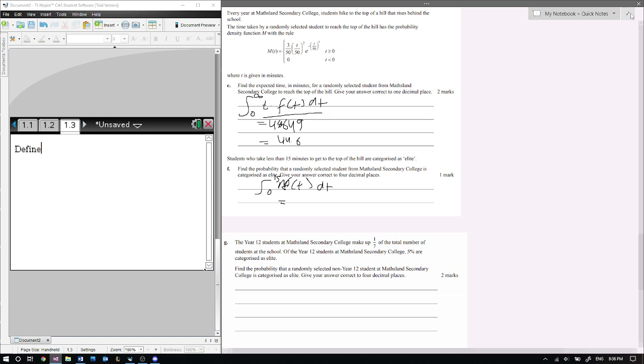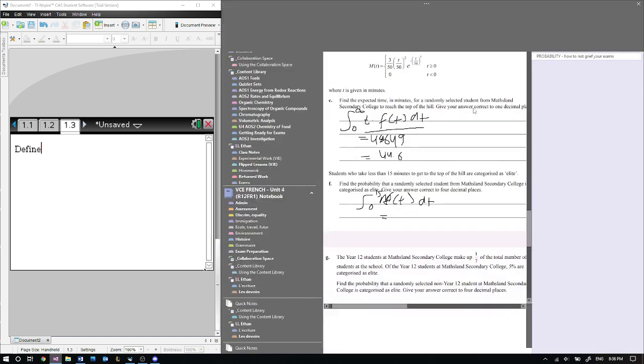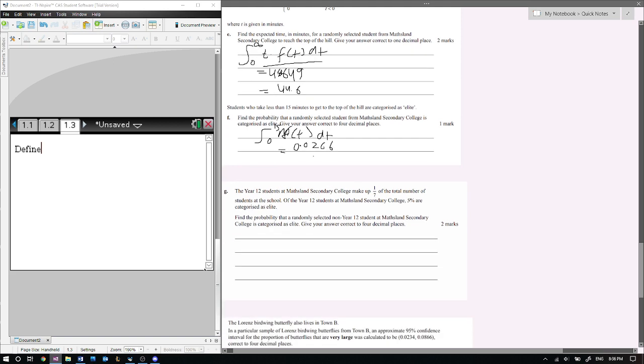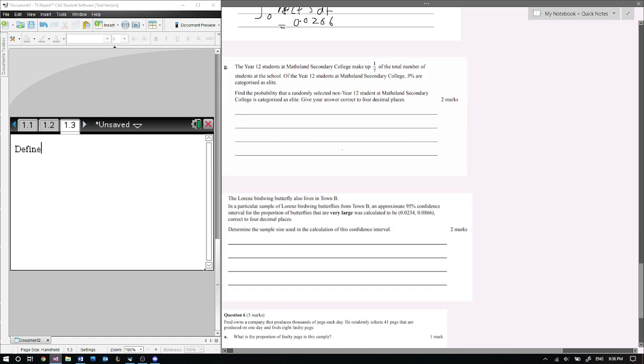My OneNote's frozen. Okay. And in the calculator, that gives you 0.0266. So that's the probability that you're going to get an elite student.